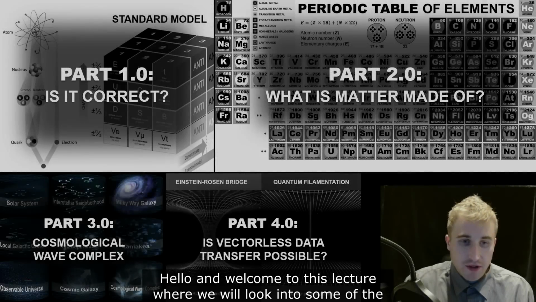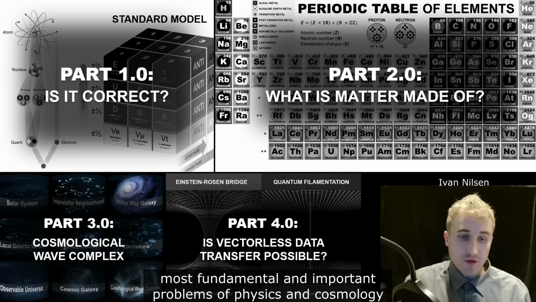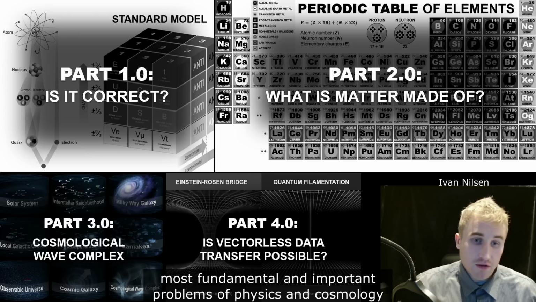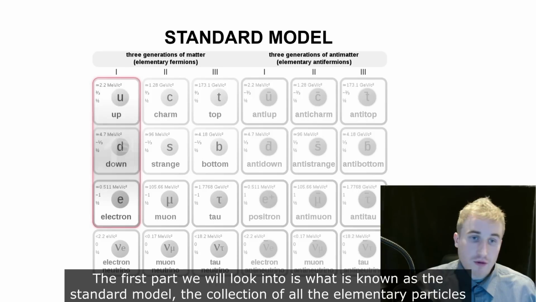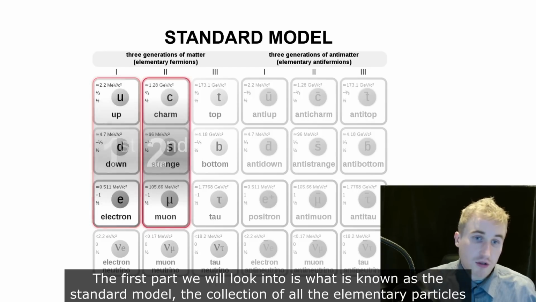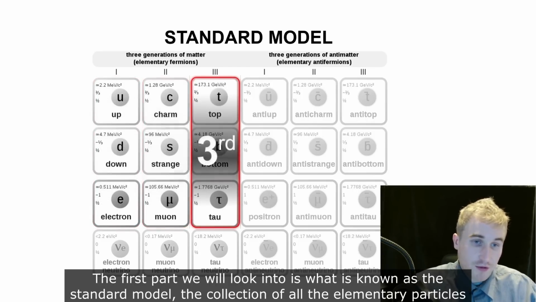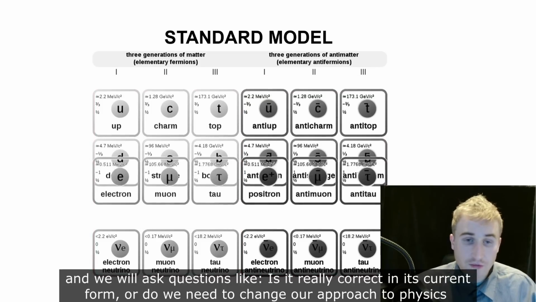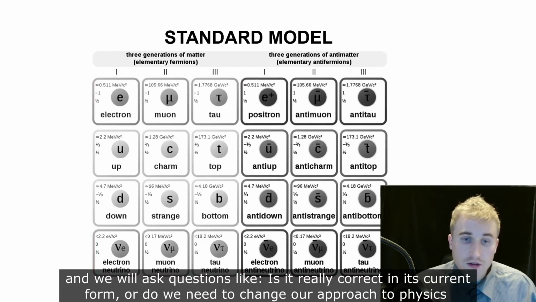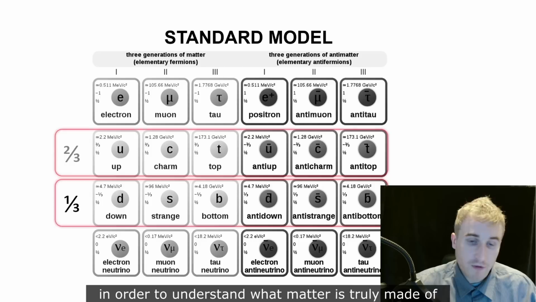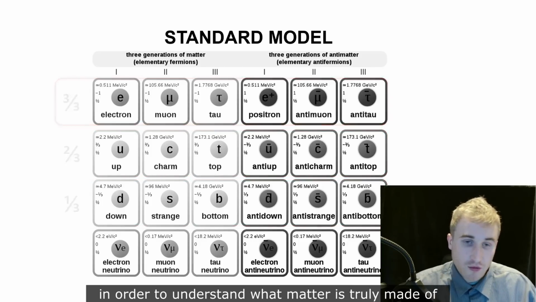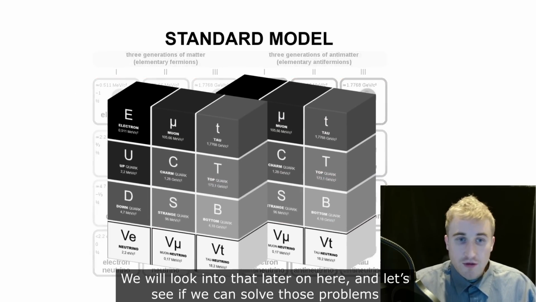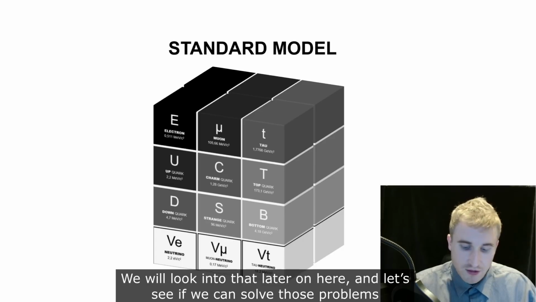Hello and welcome to this lecture where we'll look into some of the most fundamental and important problems of physics and cosmology. The first part we will look into is what is known as the standard model, the collection of all the elementary particles. And we will ask questions like, is it really correct in its current form, or do we need to change our approach to physics in order to understand what matter is truly made of? We will look into that later on here, and let's see if we can solve those problems.